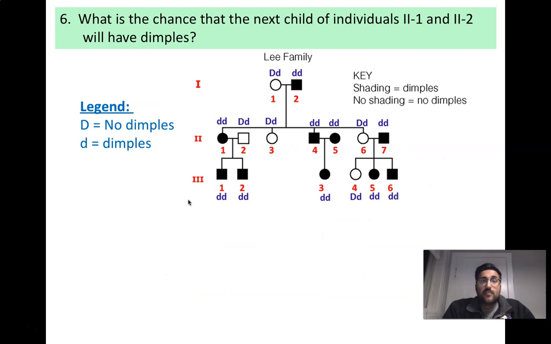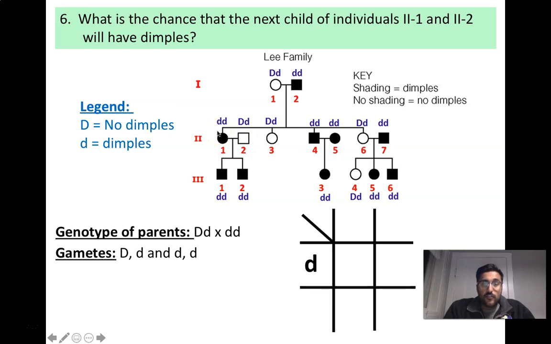Continuing in this example then, what is the chance the next child of individuals 2-1 and 2-2 will have dimples? So person 1 and person 2 of generation two, these two. There's their genotype. Mom's homozygous recessive, dad's heterozygous. What's the chance that their next kid will have dimples? So you've got to do a Punnett square. You've got to do a cross. So there's your cross, big D, little d, crossed with little d, little d. Do your Punnett square.